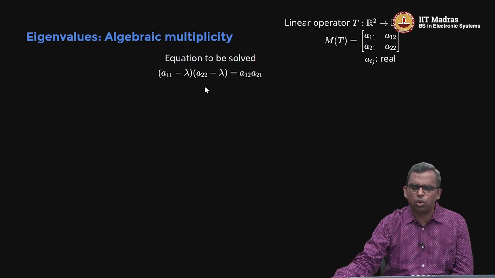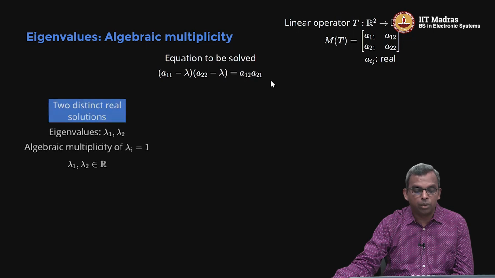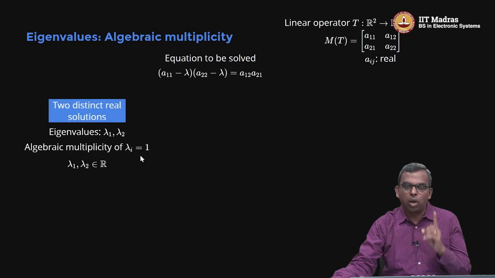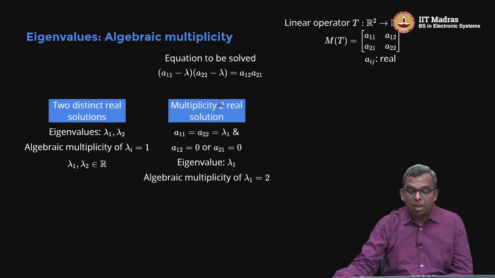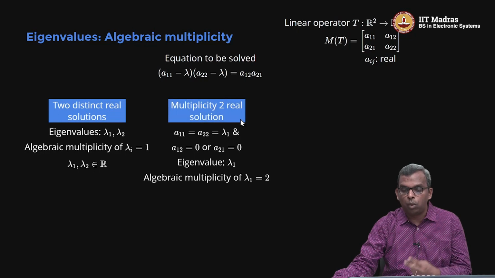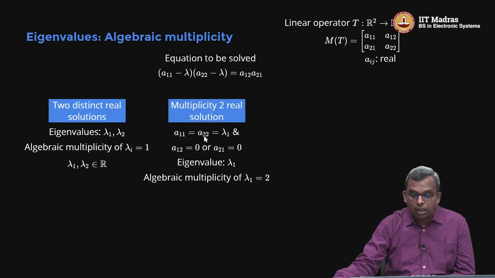Another important characterization of these eigenvalues is something called algebraic multiplicity. It's very simple. I am going to go through it very fast. When you solve the equation, you may get two distinct real roots, in which case each of these roots has multiplicity 1 because it occurs only once as a root. If you have a multiplicity 2 real solution, then a11 and a22 have to be equal to that solution.